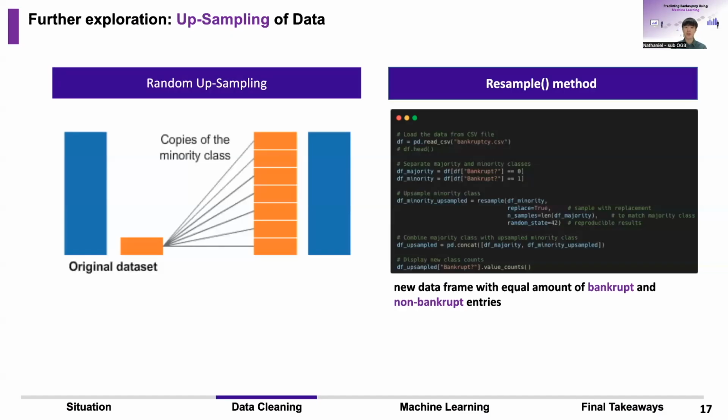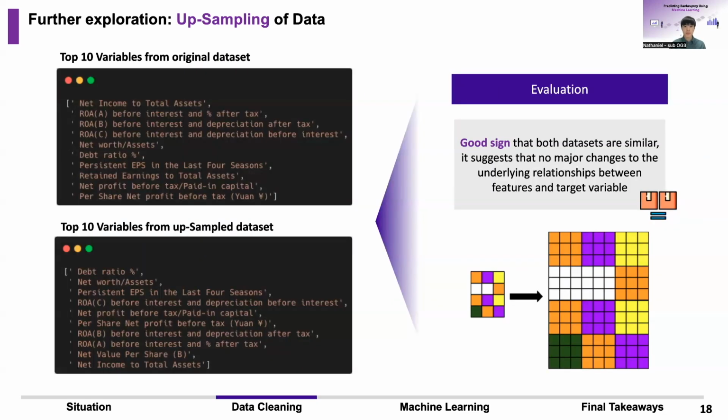We utilize a method called random upsampling, which involves making copies of the minority class. This resulted in a dataset with an equal number of bankrupt and non-bankrupt entries. By doing so, we were able to improve the performance of our model and reduce the impact of class imbalance in our analysis. Comparison of our old and new dataset showed no major changes in the underlying relationships between features and target variable, indicating that our upsampling method was effective in maintaining the integrity of the data.